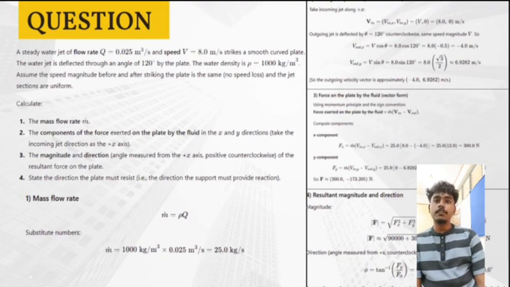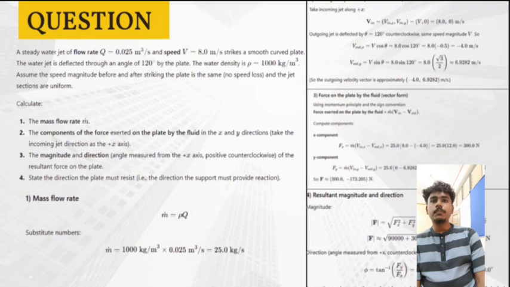Next, we calculate the force components on the blade by the fluid. Horizontal force Fx equals mass flow rate times change in the horizontal velocity, 10 times negative 7.5 minus 15, giving negative 225 newtons. Vertical force equals mass flow rate times change in vertical velocity, 10 times 12.99, giving approximately 129.9 newtons. So the force on the blade has two components: horizontal negative 225 newtons, vertical 129.9 newtons.